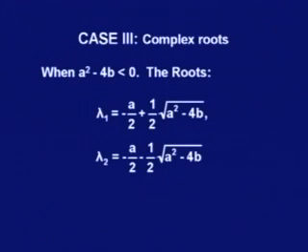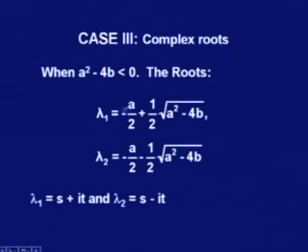So, let us say lambda 1 and lambda 2 are s plus i t and s minus i t, where s is what? This is minus a by 2, and t is square root of 4b minus a square by 2. Since I am taking the square root of minus 1, I am writing it as i.